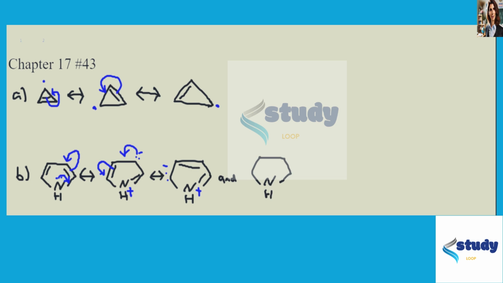So again, starting from pyrrole. Oops, forgot my double bonds. So again, starting from pyrrole, we can do the exact same thing, just in the other direction. So these electrons can go here. These can go there. So now we'll have double bonds here and here. The nitrogen will have a positive charge, and we'll have a lone pair and a negative charge up there.